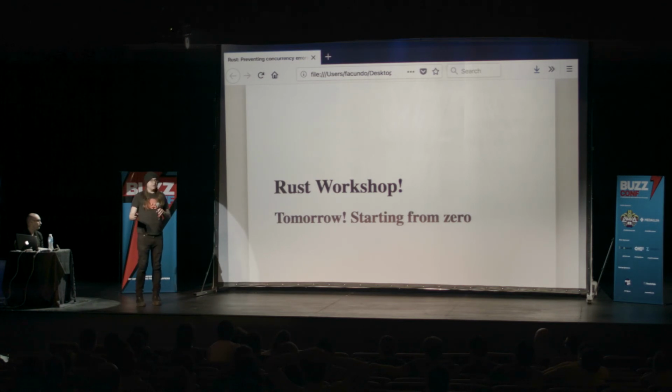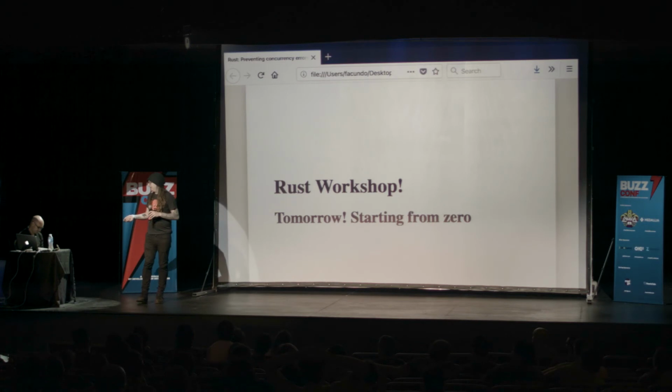And then I'm also giving a Rust workshop tomorrow. This is going to be starting from zero. All the stuff we talked about today is actually more advanced than I'm going to do in the workshop. It's going to be about understanding the concepts of Rust and getting yourself writing things. So if this intrigues you at all and you want to learn a little more, that's going to be happening.